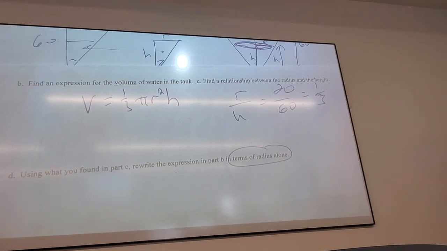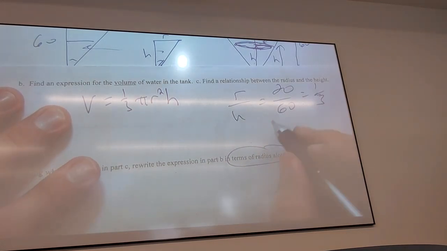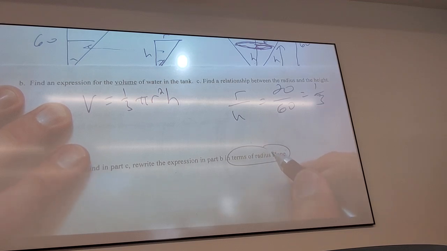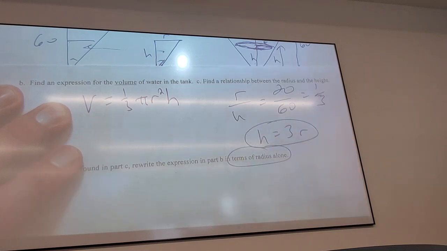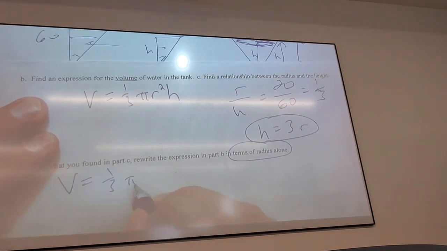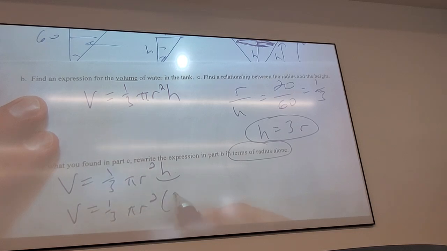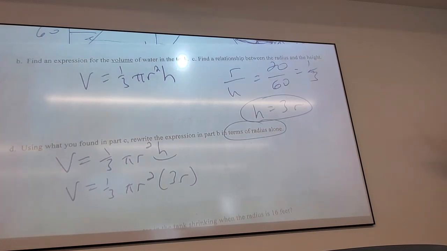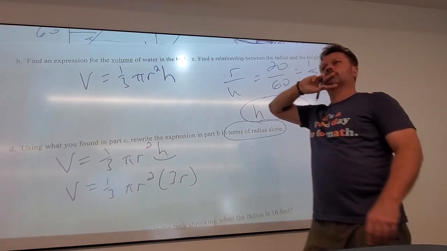R equals H. Yeah, so I can take this, and which letter do I want to get rid of again? H. So I'm going to solve this for H. So H equals 3R. Is that cool? And here's why. You solve it for the letter you want to get rid of, because now you can replace H with 3R. So if I start with what I got, what can I replace H with? 3R. And that's going to make my equation a function of radius only.